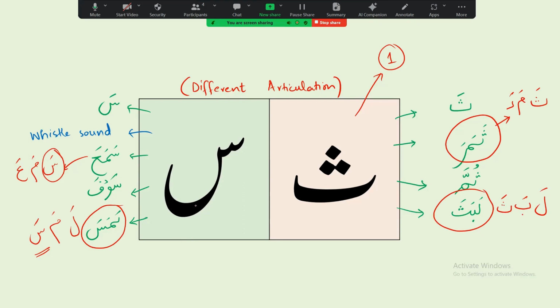La masa. Simply, sisters, this is actually the S of English, but this is not the S of English because the articulation is different. As soon as you create a difference in the articulation, the sound will automatically be different.